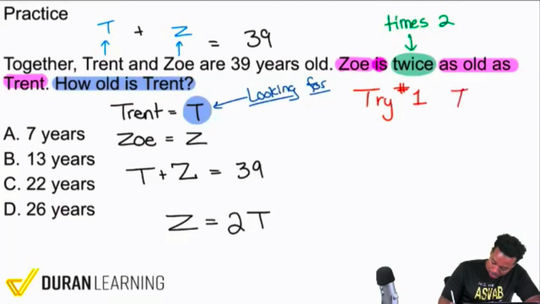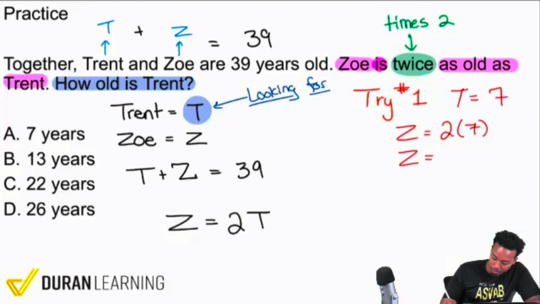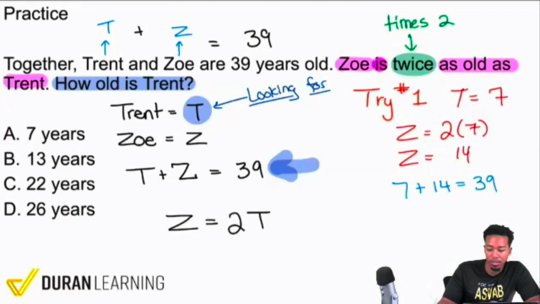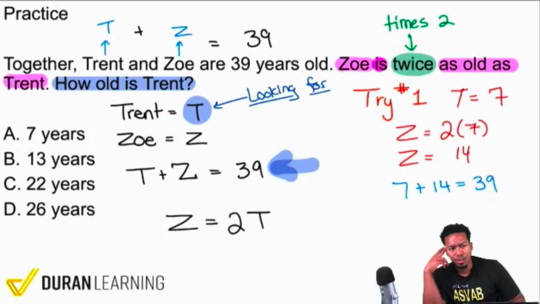Let's say t equals what number? What's the first number in the answer choices? 7. Let's try Trent equals 7. If Trent equals 7, Zoe is double Trent. What's 2 times 7? 14. So then you ask yourself, does it make sense? Can I do 7 plus 14 to get 39? If I add their ages, together their ages is 39. Is 7 plus 14 39? No, 7 plus 14 is not 39.